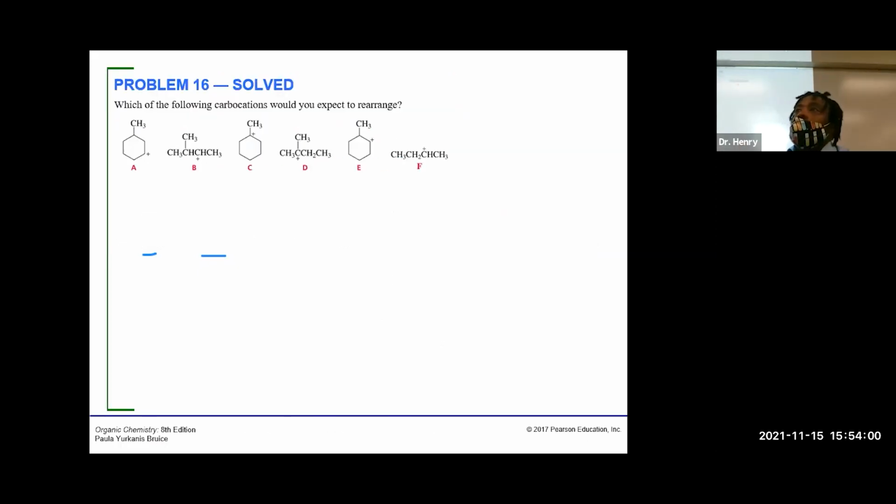Practice. Which of the following carbocations would you expect to be rearranged?